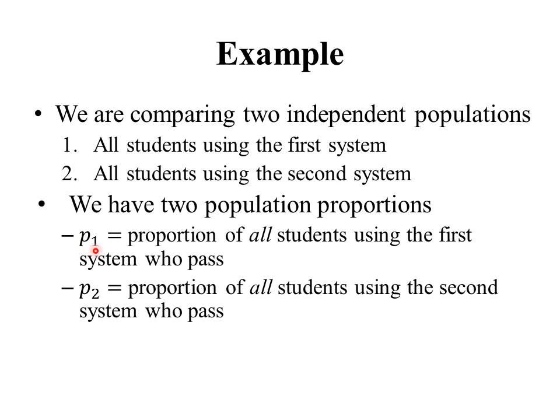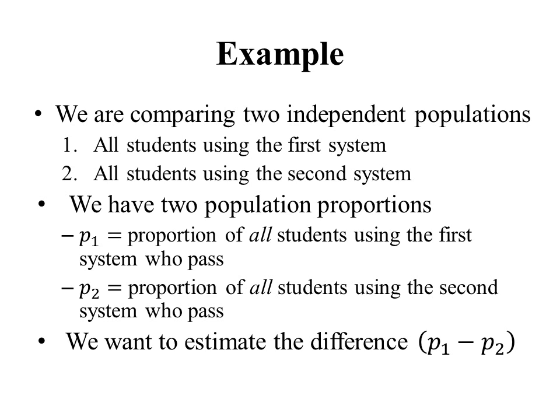So let P1 be the proportion of all students using the first system who pass, and P2 be the proportion of all students using the second system who pass. In these two definitions, we stress the word all because we're interested in all students who use the first system and all students who use the second system, and not just the few students in our two samples. Specifically, what we want to do here is estimate the difference between these two population proportions, P1 minus P2.